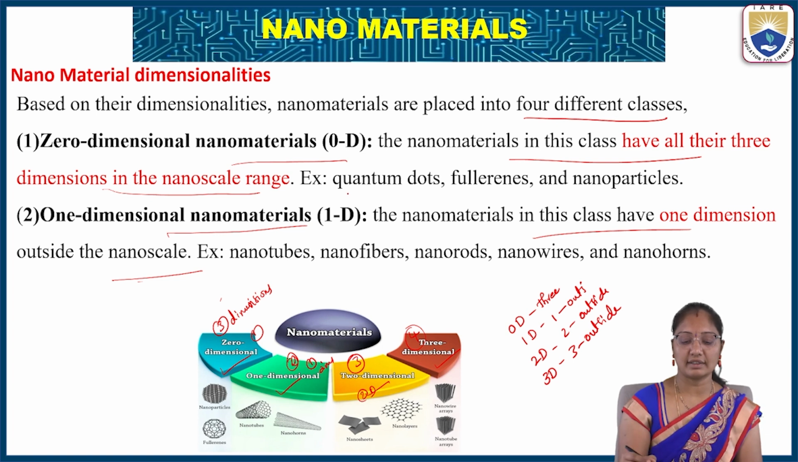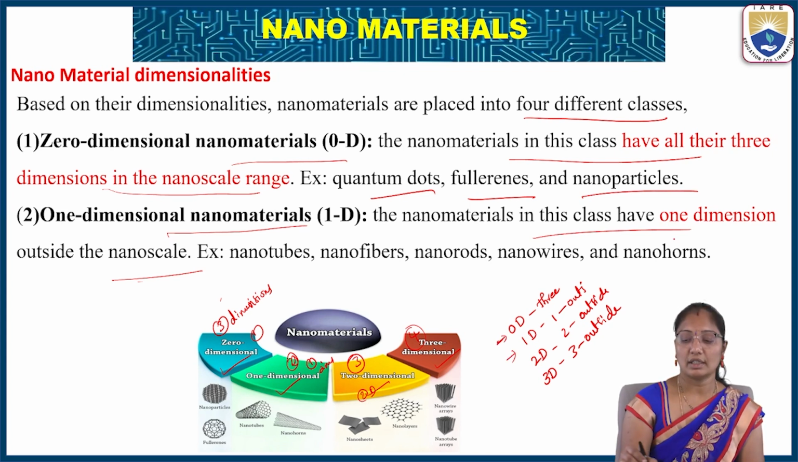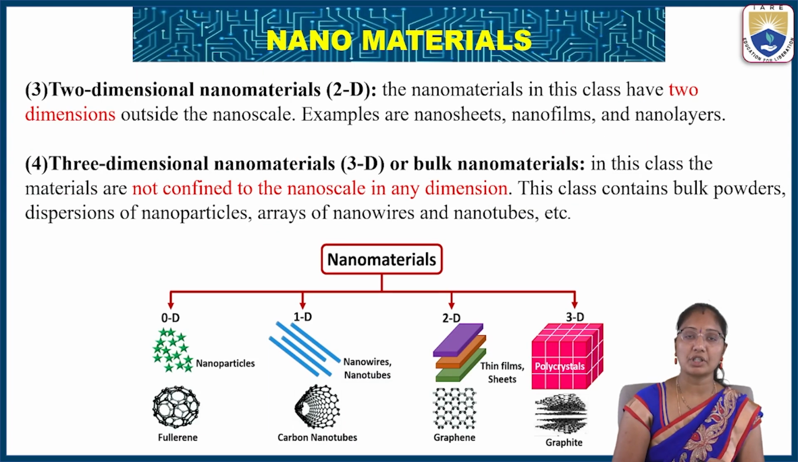For the examples: quantum dots, fullerenes and nanoparticles come under 0D. Coming to the one-dimensional, nanotubes, nanofibers, nanorods, nanovoids and nanohorns come under this category. The other type is the two-dimensional category, which has 2 dimensions outside the nanoscale. Examples are nanosheets, nanofilms and nanolayers. So thin film sheets and nanolayers come under this 2-dimensional category.